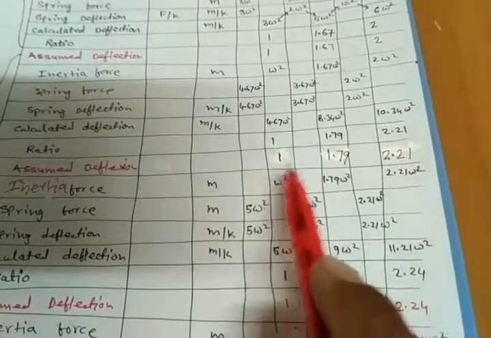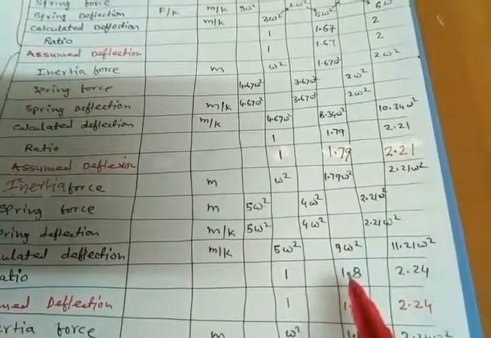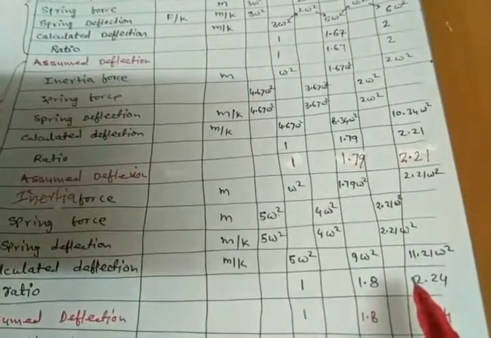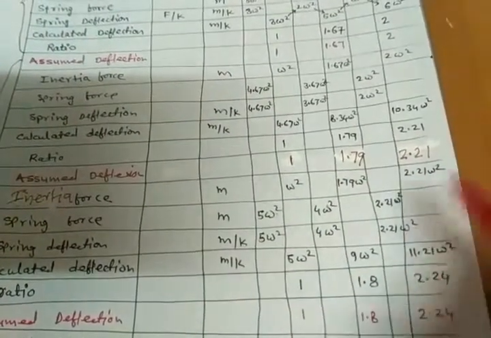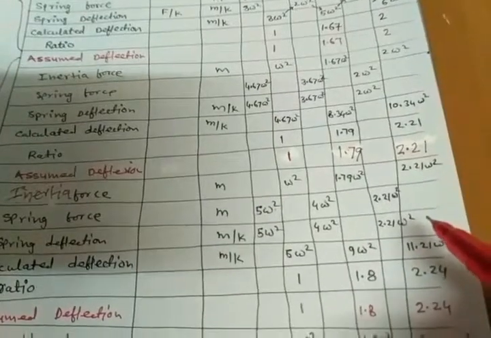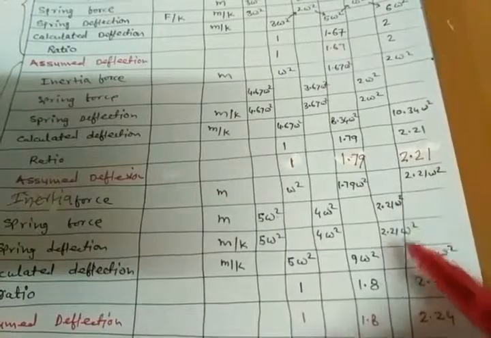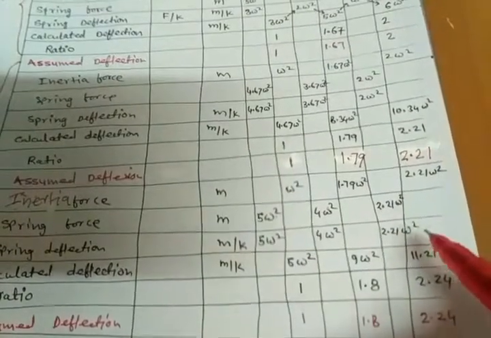So what we have assumed is 1, 1.79, 2.21 and we have got the answer 1, 1.8 and 2.24. So still we can say that although these vectors are very close to each other, we can go for one more iteration because it has not yet converged, right?